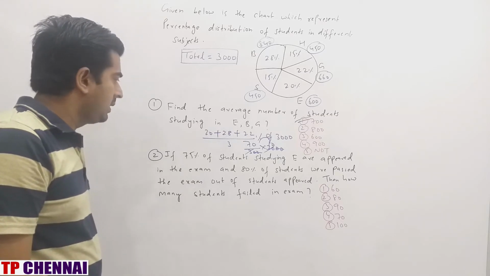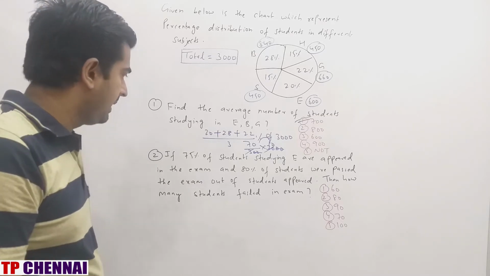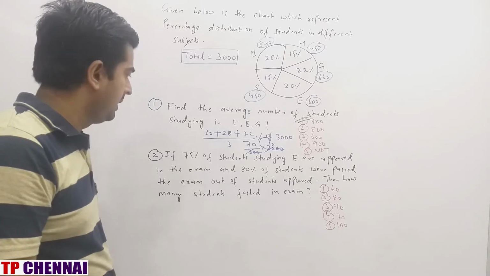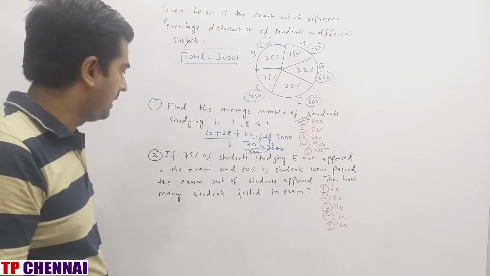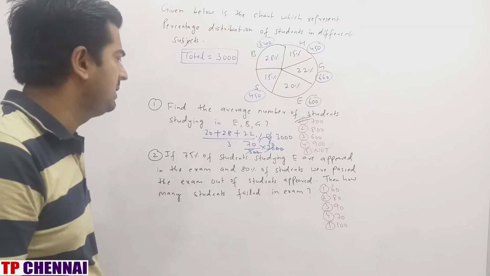Next one, second one. If 75% of students studying E appeared in the exam and 80% of students who appeared passed the exam, then how many students failed in the exam? Very simple question.